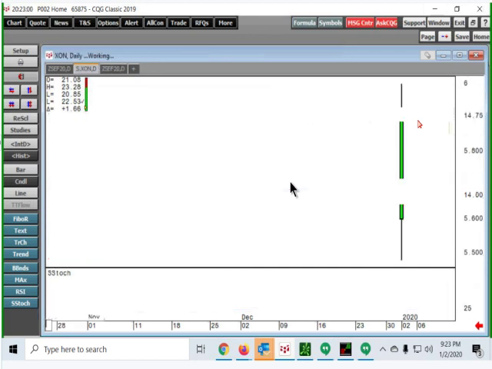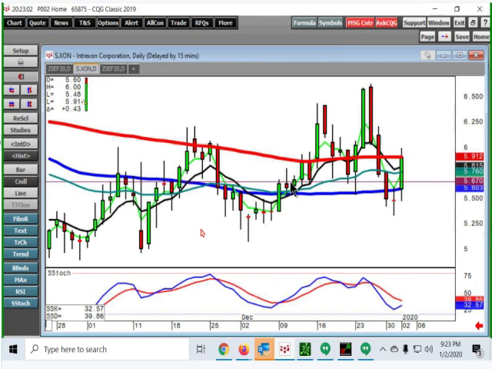XON. You can draw a line right through the bottom and right through the top. So there's your likely target.